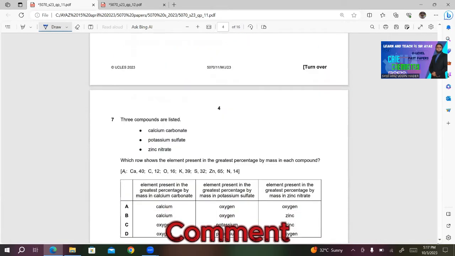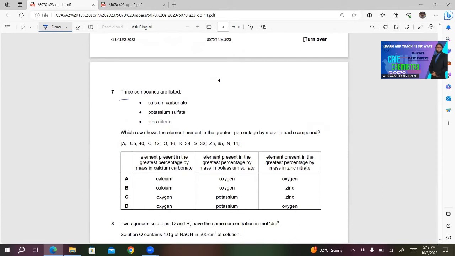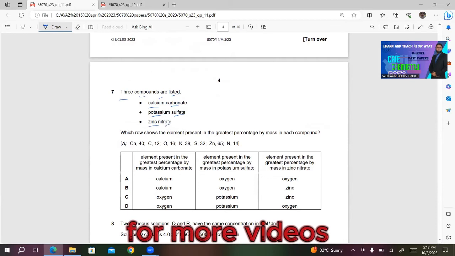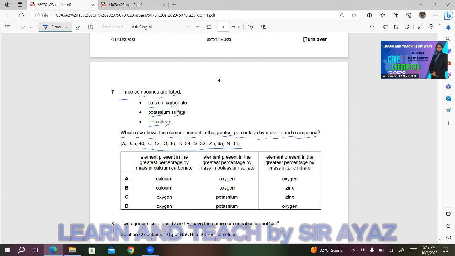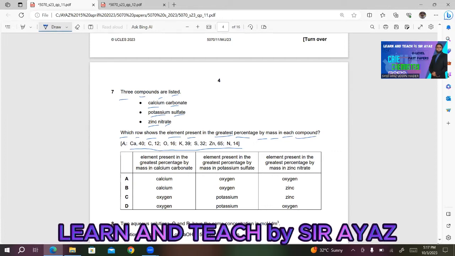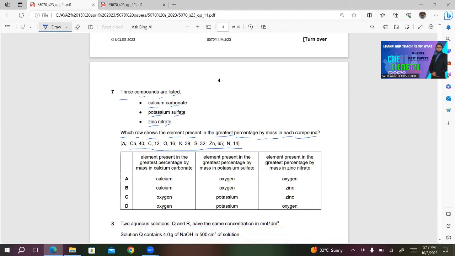Number 7, 3 compounds are listed: calcium carbonate, potassium sulfate, zinc nitrate. Which row shows the element present in the greatest percentage by mass in each compound? Here they provided us with the AR. In the first column, we have the element present in the greatest percentage by mass in calcium carbonate. The formula of calcium carbonate is CaCO3.